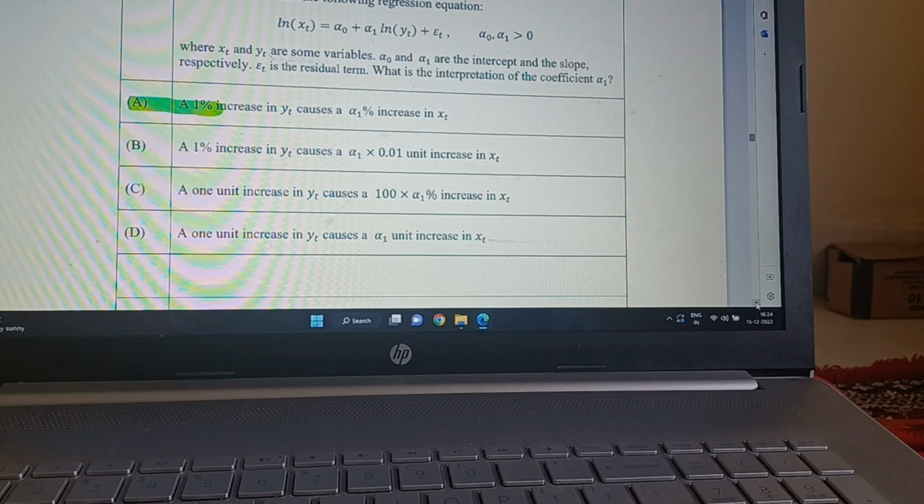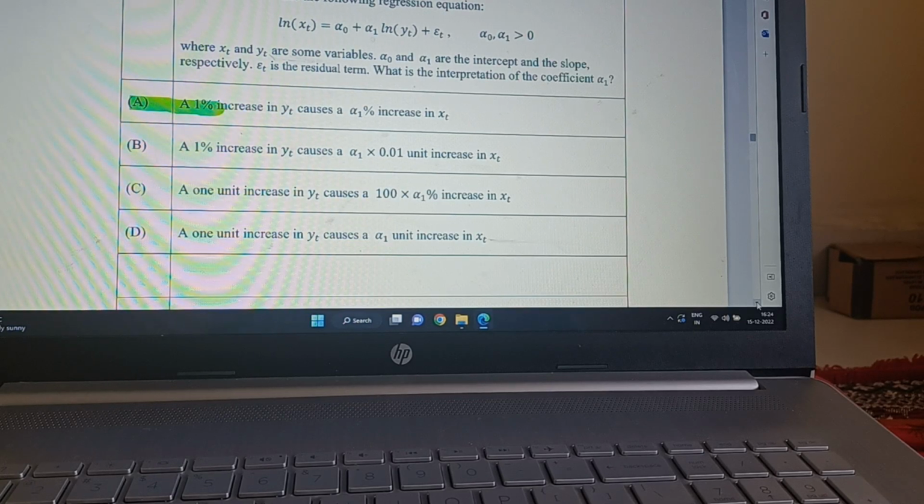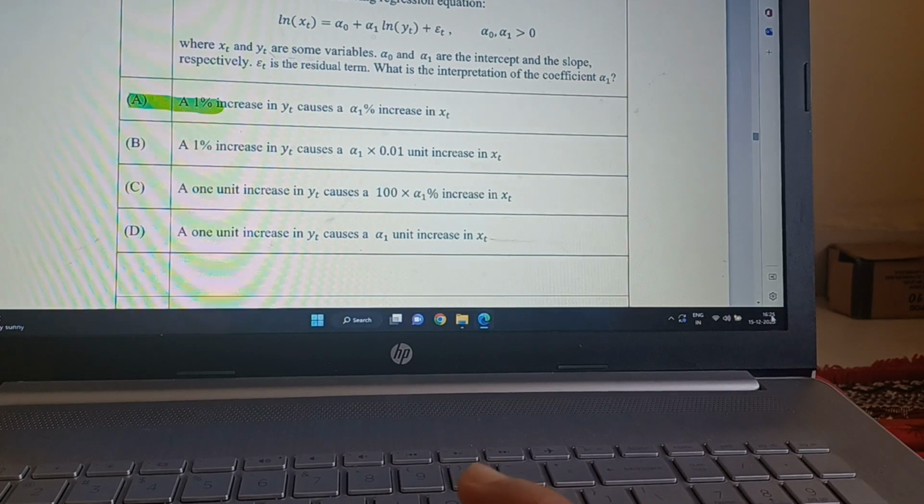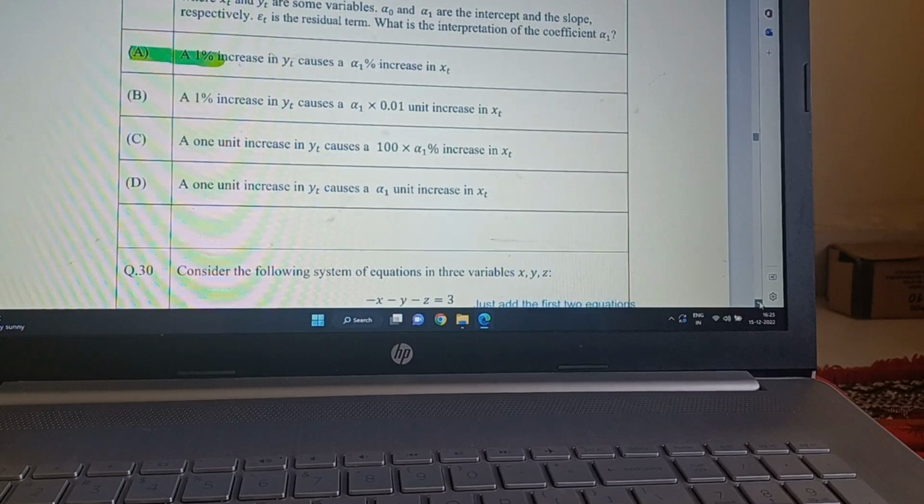C is: 1 unit increase in yt causes a 100 times a 1% increase in xt. Since it is already percent, no need to multiply by 100, that will augment it 100 times. And D: a 1 unit increase in yt causes a 1 unit increase in xt. This is also not correct, because both are log functions. Had they been linear functions, no log values, then D would have been the correct answer. But since these are log values, A is the correct answer.